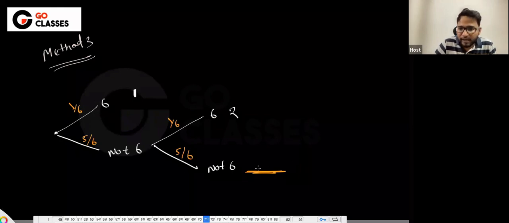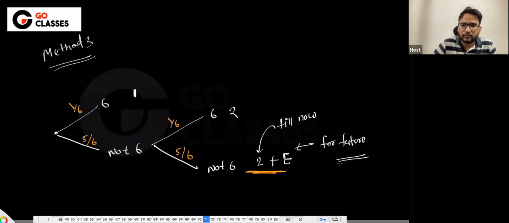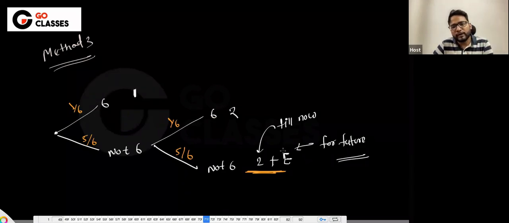See, 2 rolls I have already made, and if you restart, then E more rolls. This is till now, and this is for the future. Let's see if I can get the answer from this method also. These are not different methods, it is just one method, but I just want to tell you that you do not need to mug anything up.